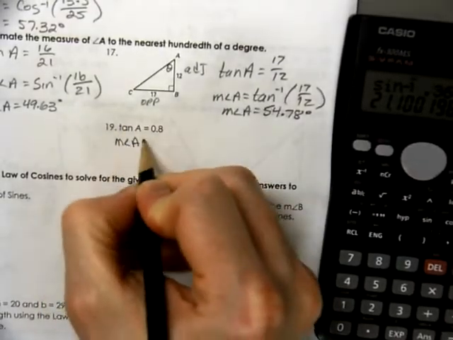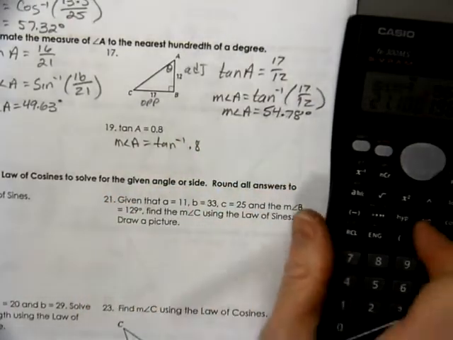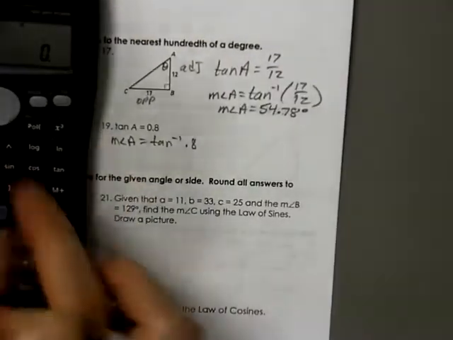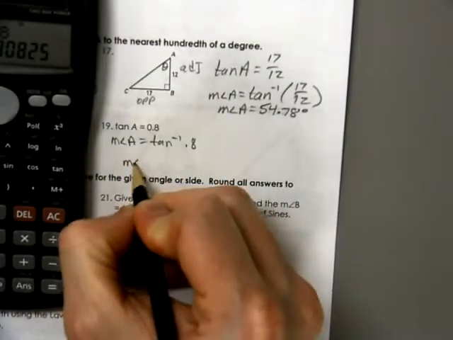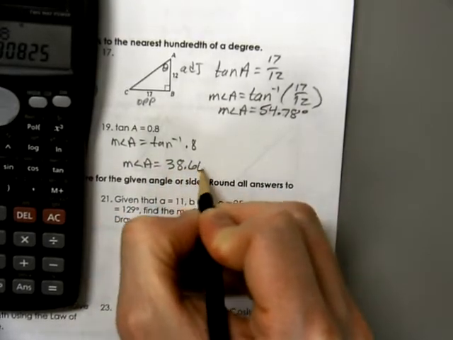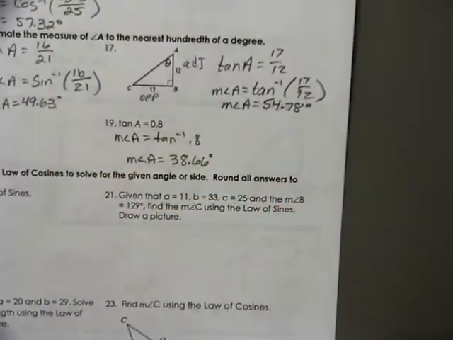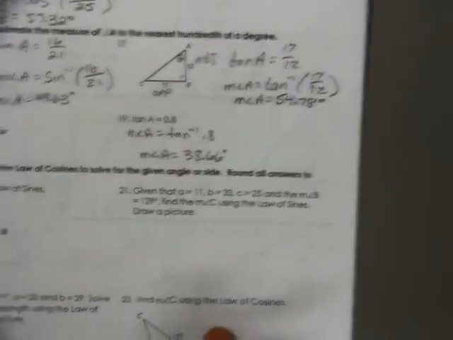And the measurement of A is going to be tangent inverse of 0.8. So the measurement of angle A is going to be 38.66. So those are called inverse functions, inverse trig functions.